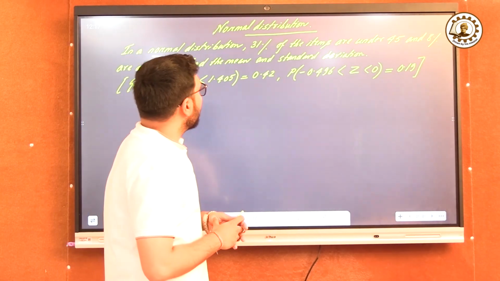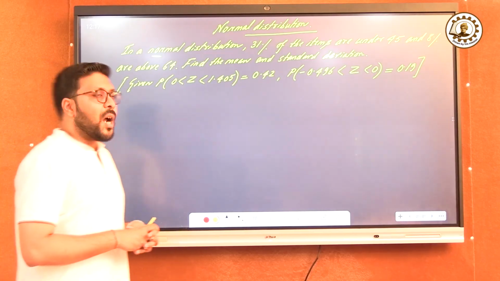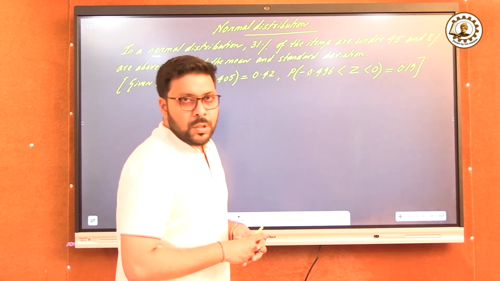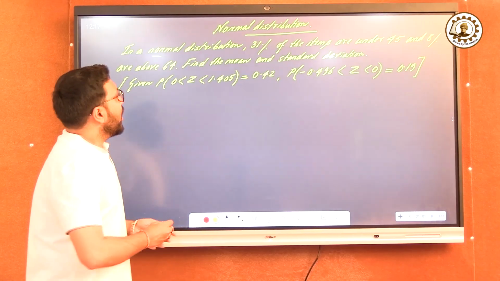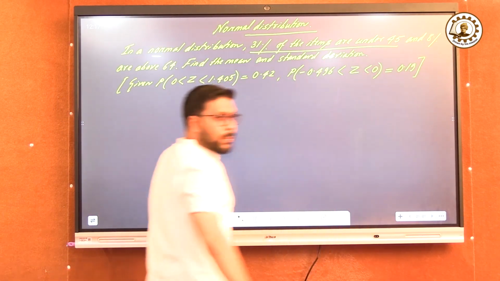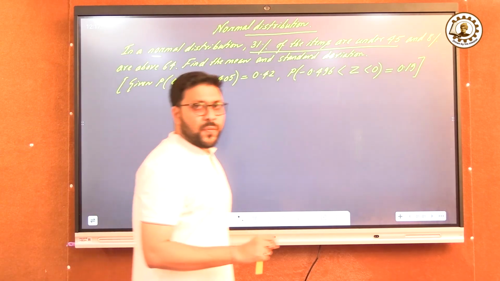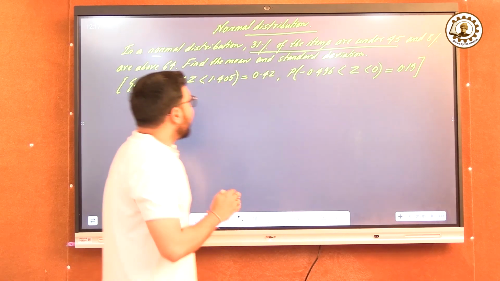In a normal distribution, 31% of the items are under 45. So first we need to represent this line using the concept of probability. 31% of the items are under 45. So how should we write this?